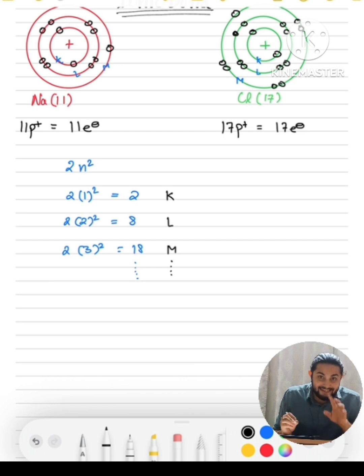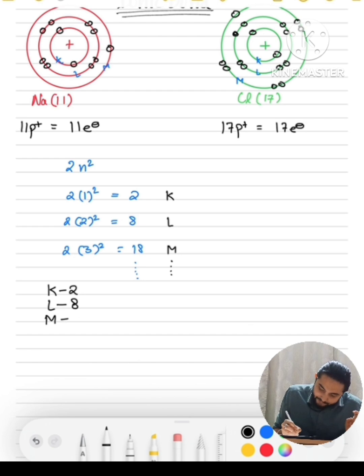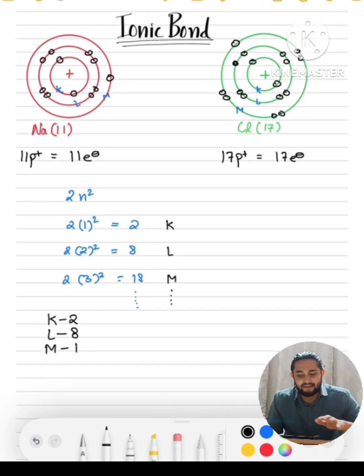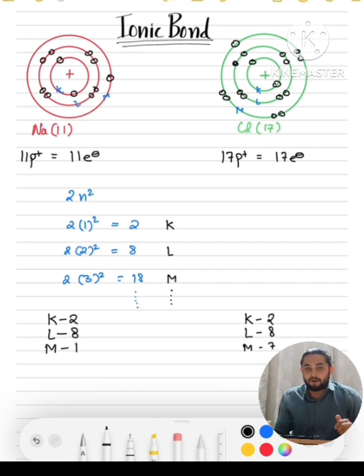Talking about sodium, which has 11 electrons. Mind you, it can accommodate 2 electrons in the K shell. We are still left with 9 more. 8 electrons in the L shell. We are still left with 1 more. The M shell will require 1 electron. This is the electronic arrangement, which I have already shown in the diagram. You can observe that as well. Talking about chlorine, the K shell will accommodate 2. We are still left with 15. The L shell will acquire 8, and in M, 7 electrons will be accommodated.